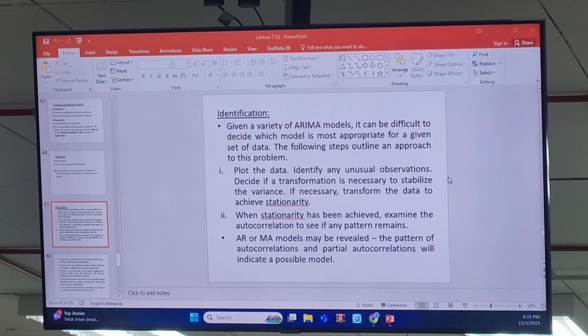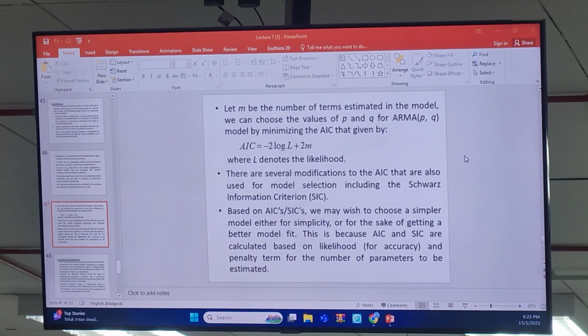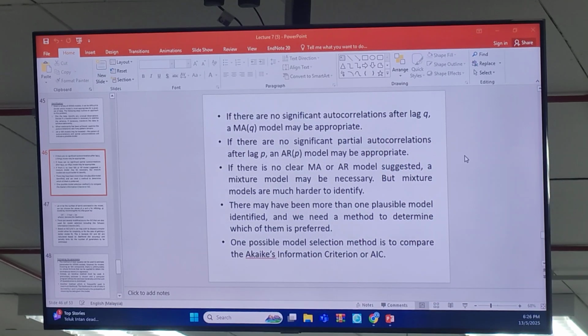So when stationarity has been achieved, examine the autocorrelation to see if any pattern remains. An AR or MA model may be revealed. The pattern of autocorrelation and partial autocorrelation will indicate a possible model. If there is no significant autocorrelation after lag q, then the MA(q) model may be appropriate. If there is no significant partial autocorrelation after lag p, an AR(p) model may be appropriate.